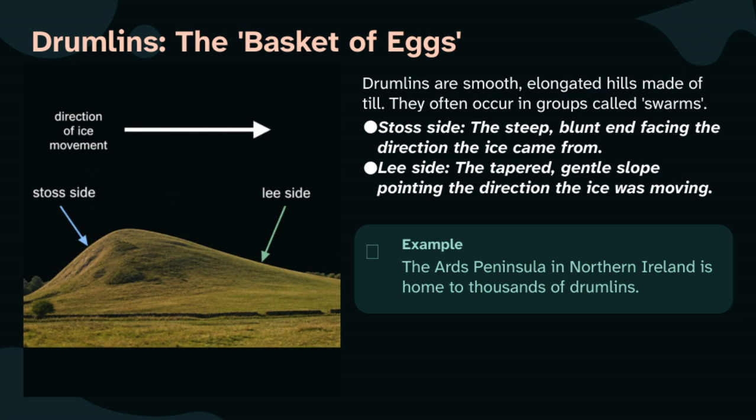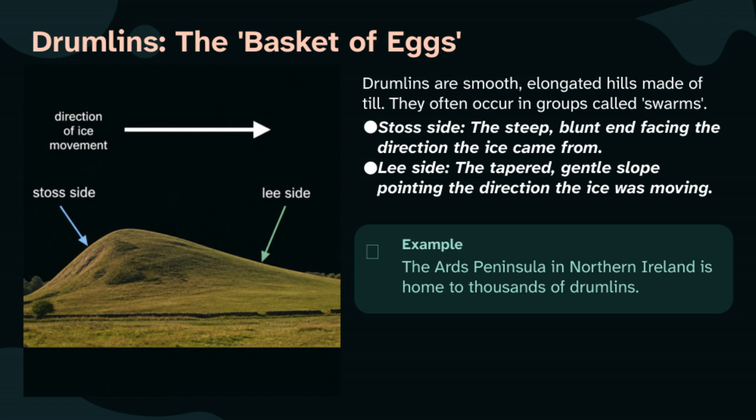Drumlins are important because their shape can show the direction the ice was moving. A drumlin has 2 main ends. The stoss side is the steep, blunt end. This faces the direction the ice came from. The lee side is the tapered, gentler slope. This points in the direction the ice was moving.